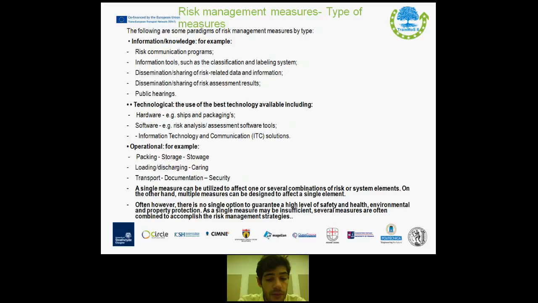A single measure can be utilized to affect one or several combinations of risk or system elements. On the other hand, multiple measures can be designed to affect a single element. Often, however, there is no single option to guarantee a high level of safety and health, environmental and property protection. As a single measure may be insufficient, several measures are often combined to accomplish the risk management strategies.